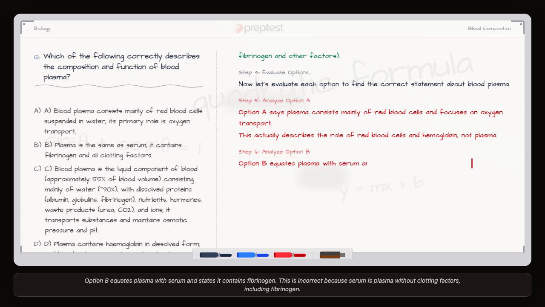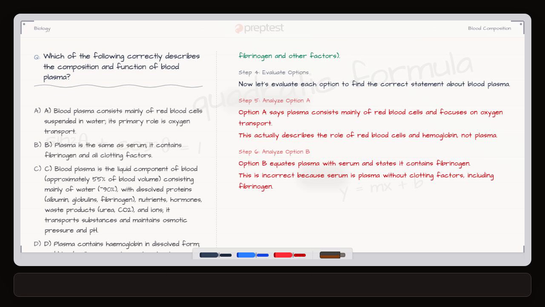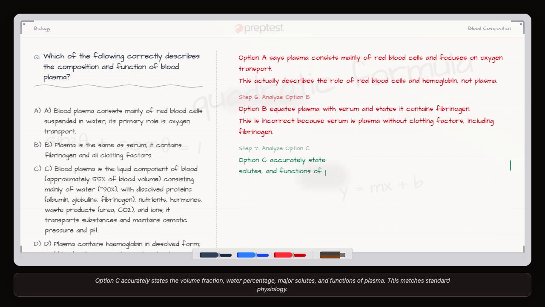Option B equates plasma with serum and states it contains fibrinogen. This is incorrect because serum is plasma without clotting factors, including fibrinogen. Option C accurately states the volume fraction, water percentage, major solutes, and functions of plasma. This matches standard physiology.